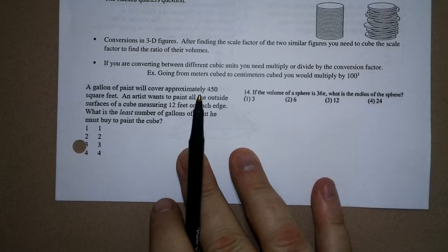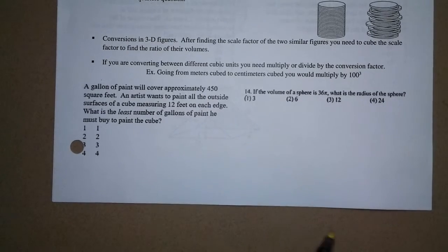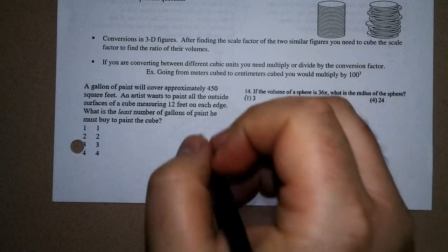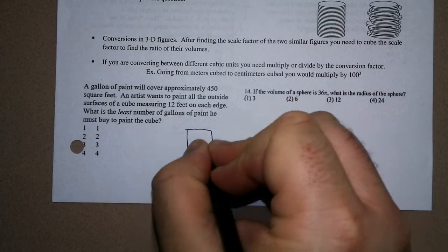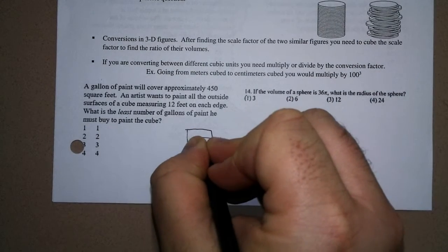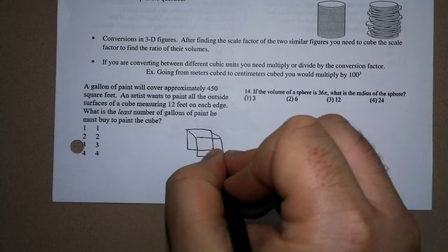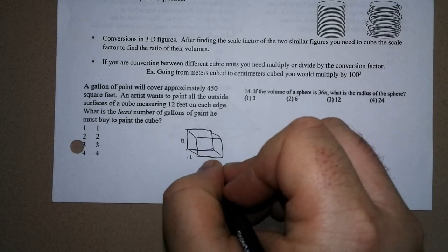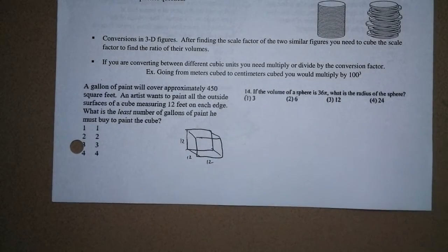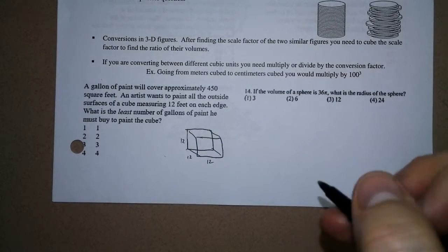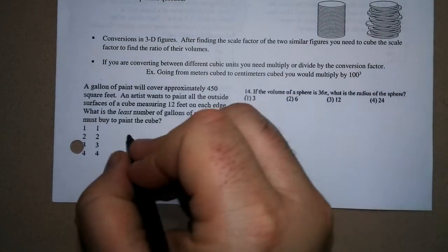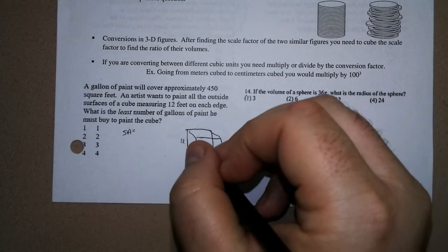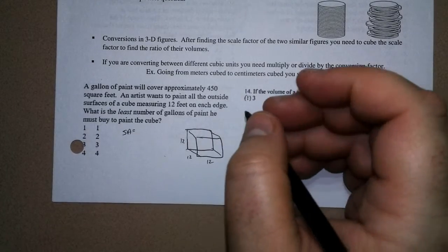A gallon of paint will cover approximately 450 square feet, and an artist wants to paint all the outside surfaces of a cube measuring 12 on each side. So if you think about this cube, all the sides are 12. So 12 here, 12 there, and 12 in the front. What's the least number of gallons needed of the paint? We're talking about surface area, which essentially is just all the areas. There are really 6 bases. It's really 12 times 12 times 6.